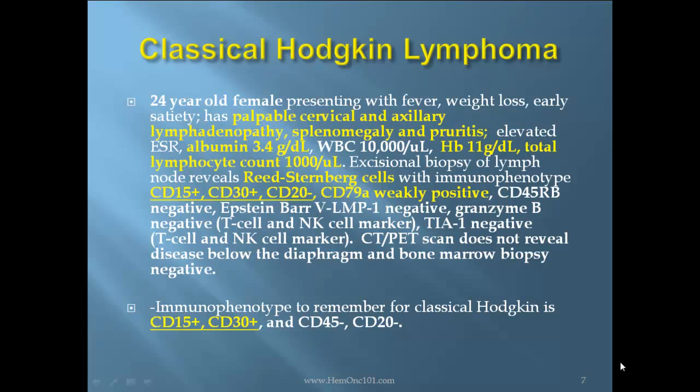Excisional biopsy of lymph node reveals Reed-Sternberg cells with immunophenotype. This is very important to note. CD15 positive, CD30 positive, CD20 negative, and CD79A weakly positive.